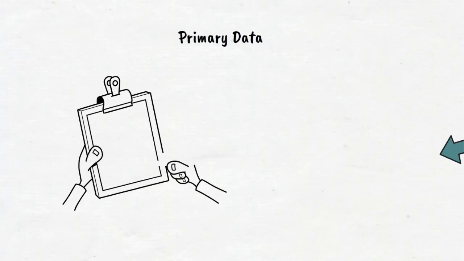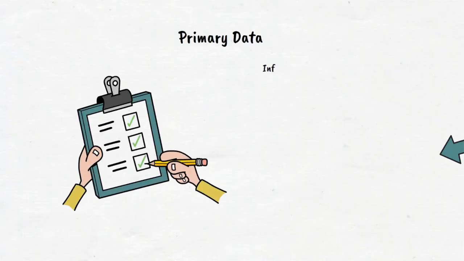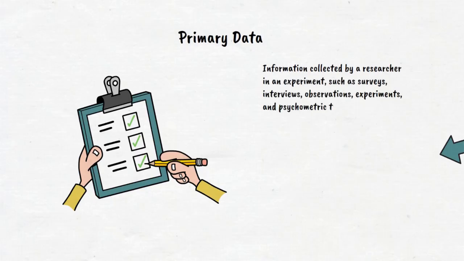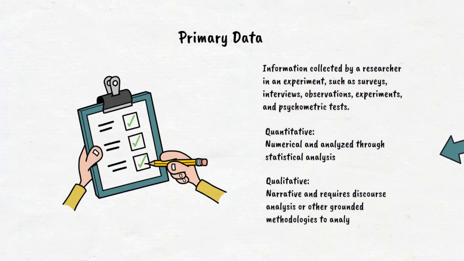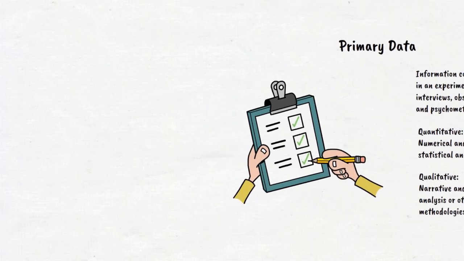Primary data is the information collected by a researcher in an experiment, such as surveys, interviews, observations, experiments, and psychometric tests. It can be quantitative, which is numerical and analyzed through statistical analysis, or qualitative, which is narrative and requires discourse analysis or other grounded methodologies to analyze. This data can be collected by the researcher directly or used retroactively from another researcher's set of data.